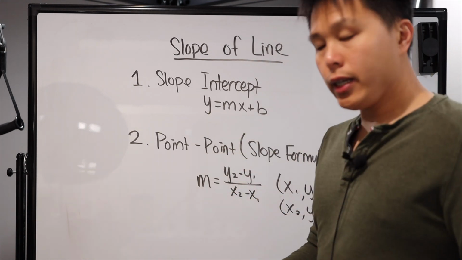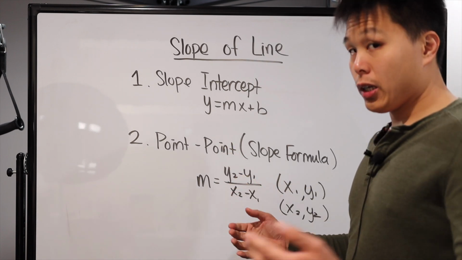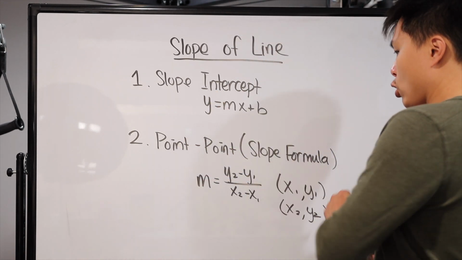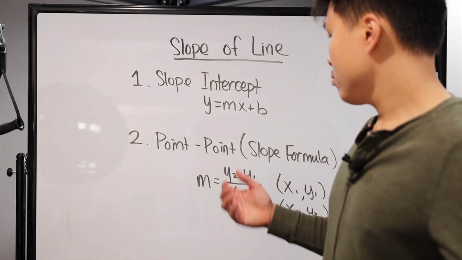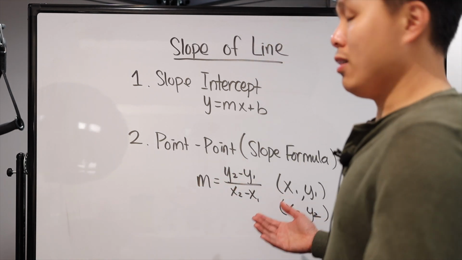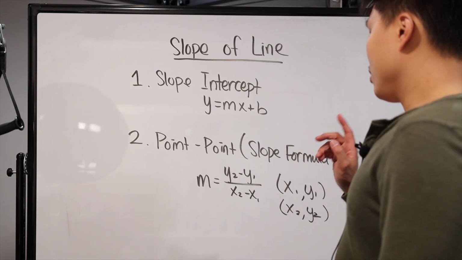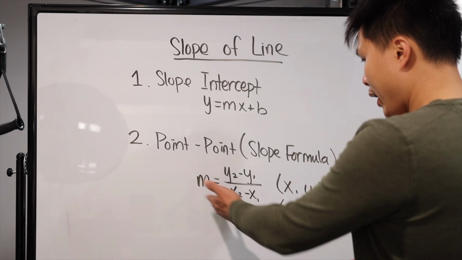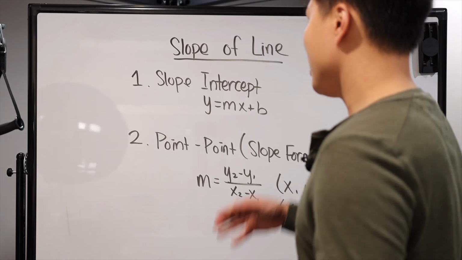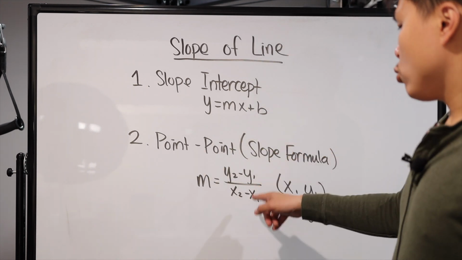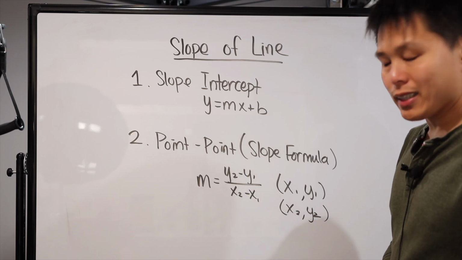The second way is called point-point formula, which is something I newly heard because I've always known of it as the slope formula, but apparently some people call it point-point formula, which I can't debate on because that's kind of what it is, right? So it's a slope formula and it requires 2 points. So there's your m. I don't know why they use m, but they use m for slope, right? And you have y2 minus y1 over x2 minus x1.